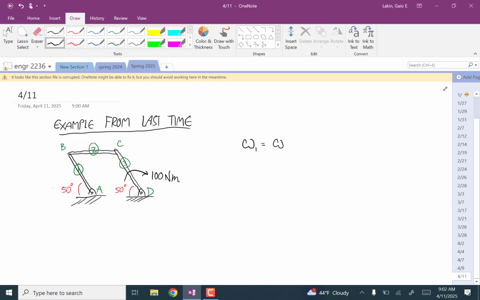The omegas are all 0, which is always welcome. And the masses are all 1 kilogram. And the lengths are all 1/2 meter. And so far I've only drawn 3 bars. This is called a 4-bar linkage. So where's the 4th bar?